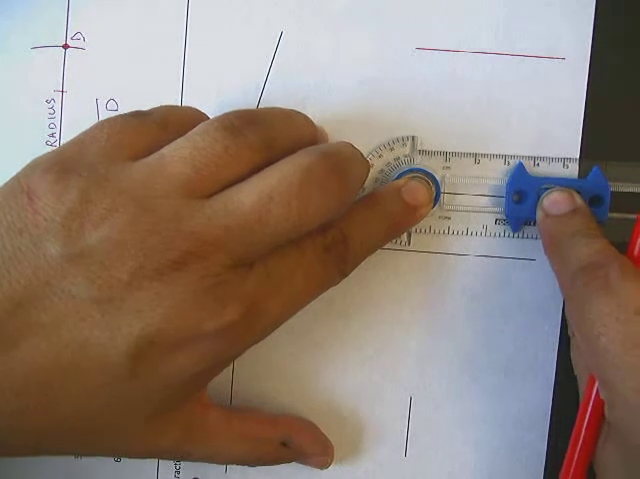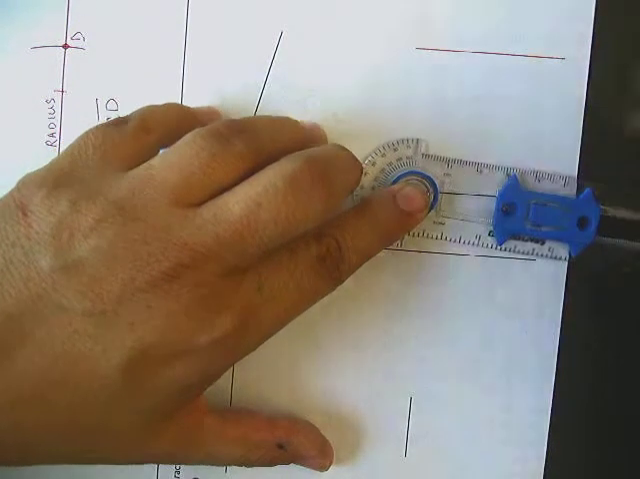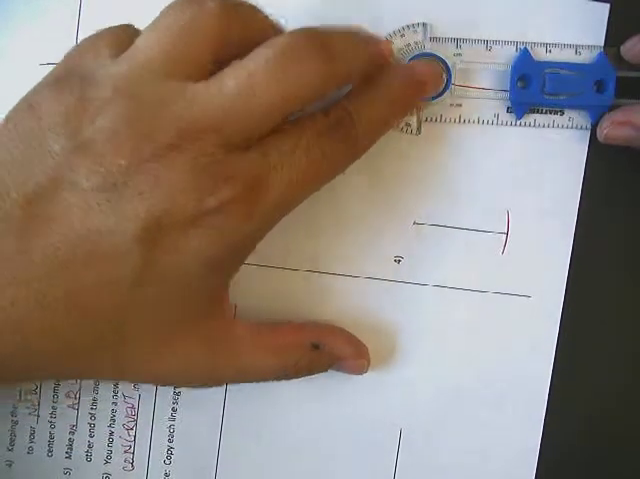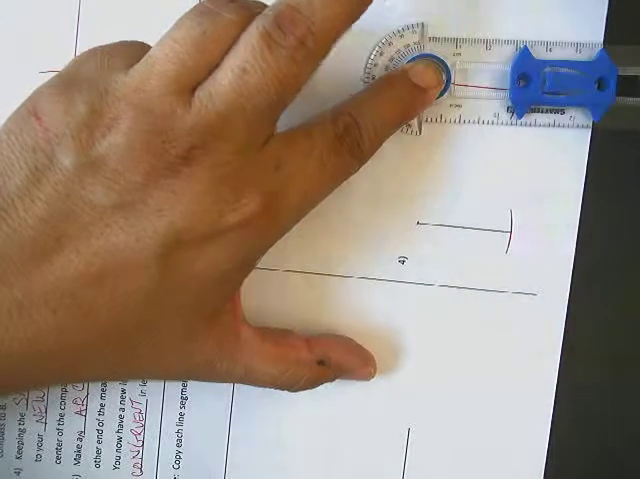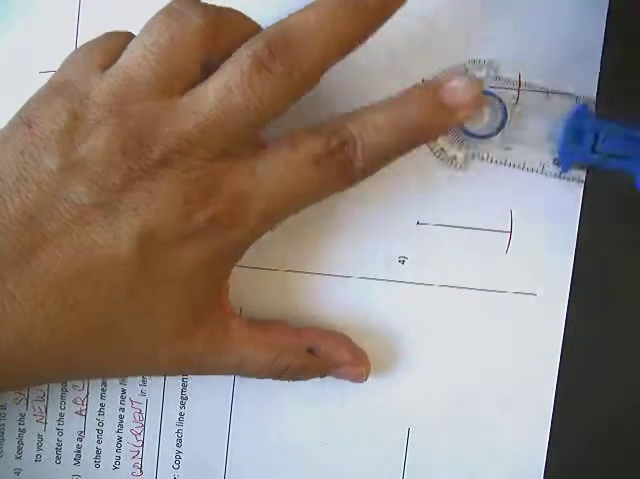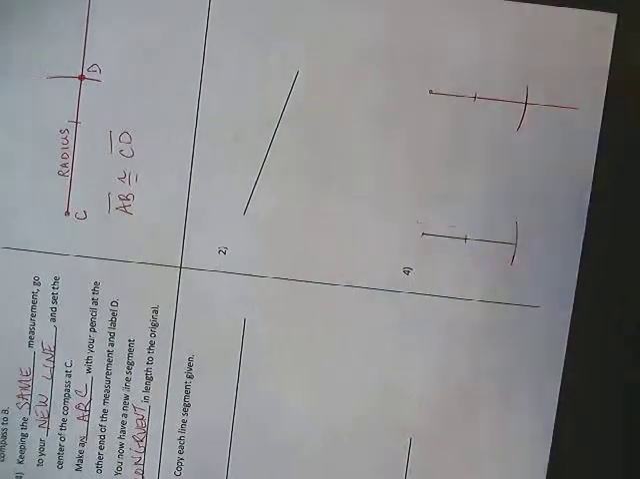Adjust this so the hole goes right over it, and make your arc. I'll put my point right there, put the center right on top of it, and make my arc. Notice there are two holes, so make sure you use the same one for both arcs. Both arcs are the same length, so these two segments are congruent.